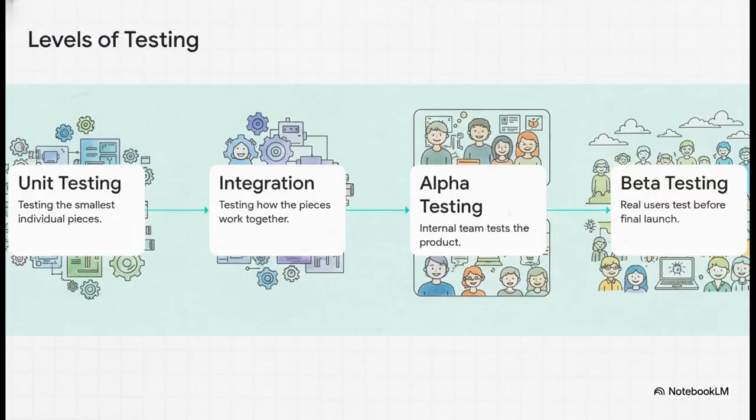And testing happens in layers, building up from small to big. First up is unit testing, where you check each tiny little piece in isolation. Then comes integration testing, to make sure all those pieces work together without breaking each other. After that, the internal team does alpha testing. And finally, you release it to a select group of real users for beta testing to find those last few problems out in the real world.